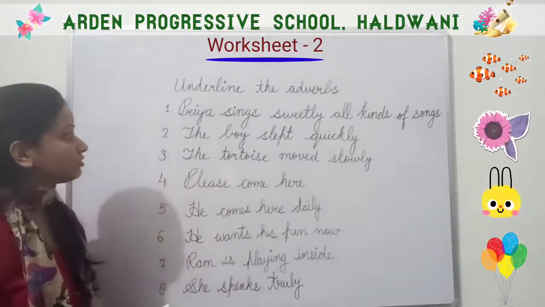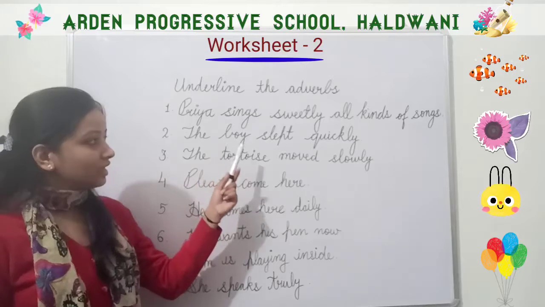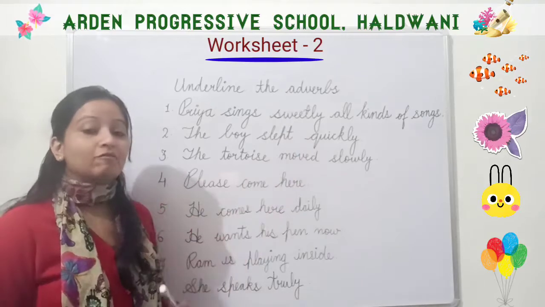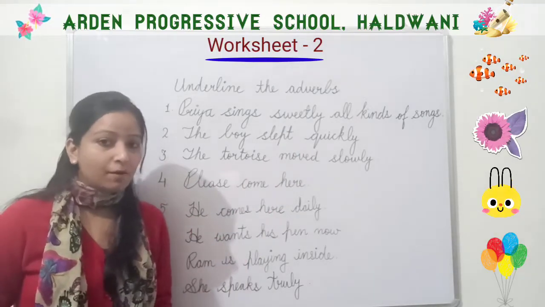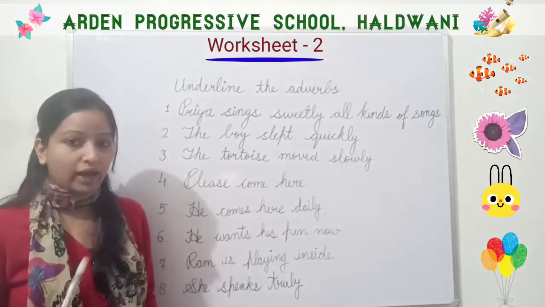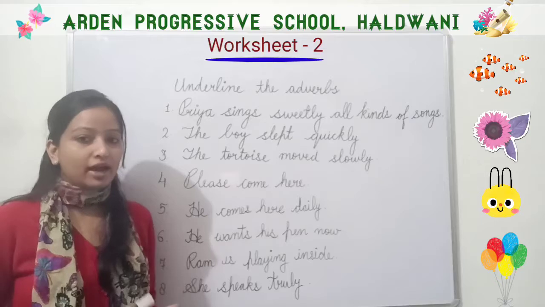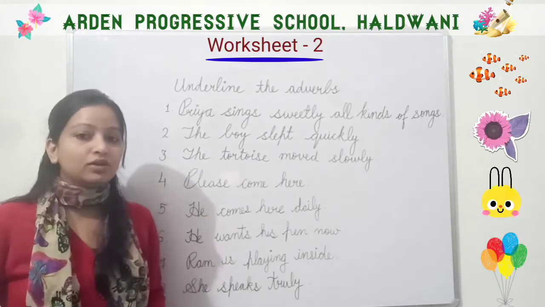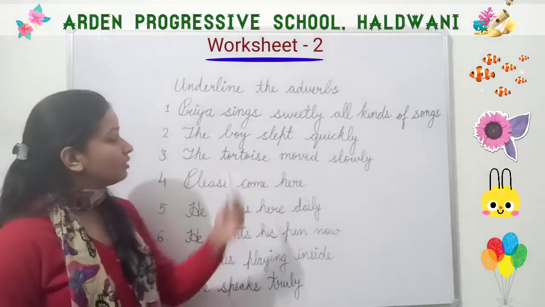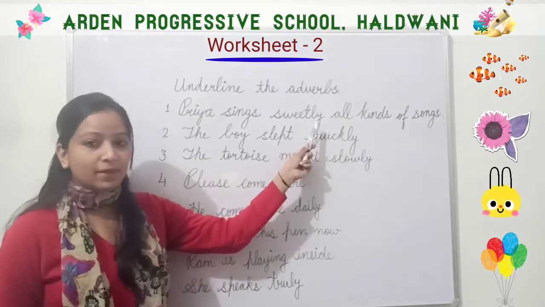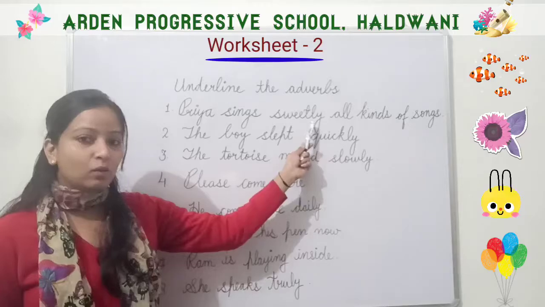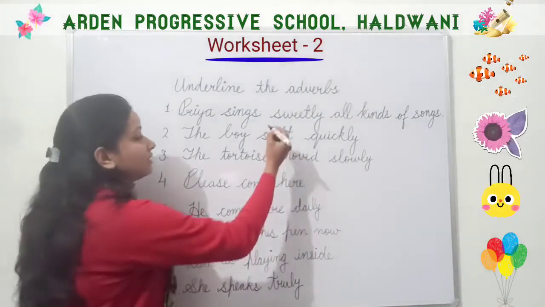All right. So the first question is, Priya sings sweetly all kinds of songs. And one more thing, adverbs of manner often end in ly. So it is very easy to find adverbs of manner, because we know they end in ly. Here you can see this word ends in ly, sweetly. So it means this is an adverb.